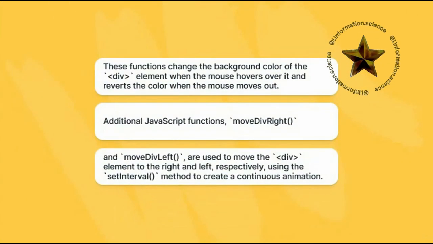These functions change the background color of the div element when the mouse hovers over it and revert the color when the mouse moves out. Additional JavaScript functions, moveDiv_right and moveDiv_left, are used to move the div element to the right and left, respectively, using the setInterval method to create a continuous animation.